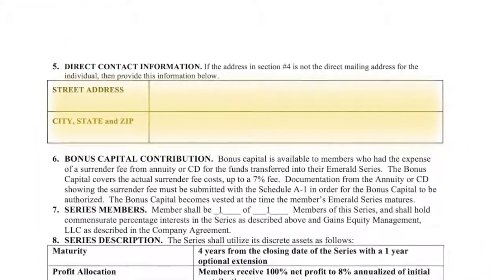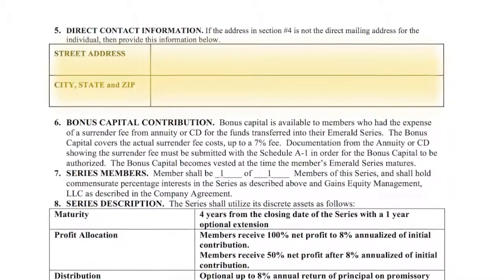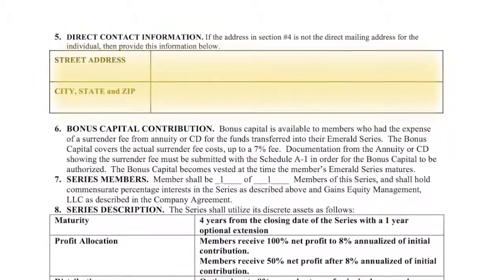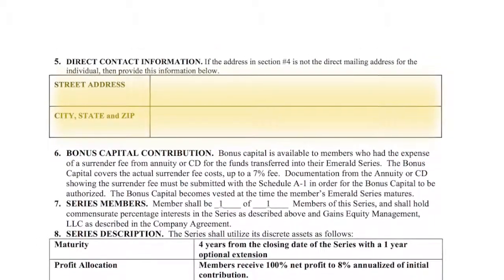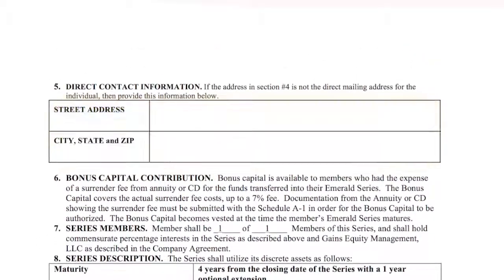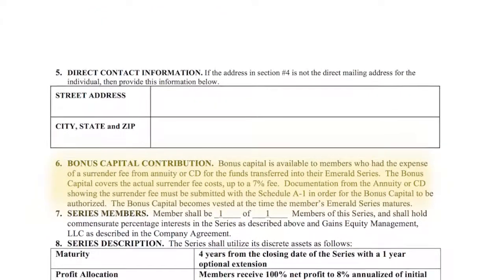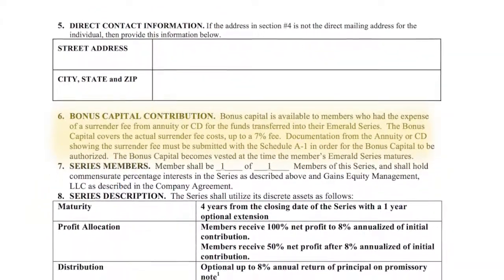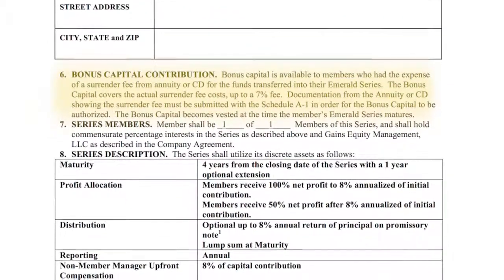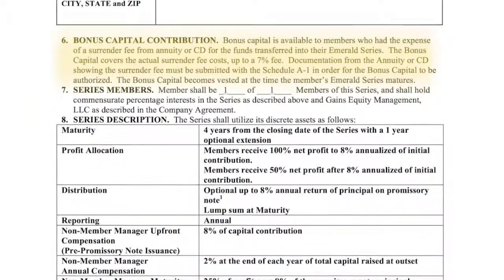Next section is number 5. Now, this is only used if the member is contributing through an IRA. If this is a non-qualified contribution, then they would leave this section blank. Section 6, as I already mentioned earlier, describes how the bonus capital works for the members who have a surrender fee from transferring funds from annuities or CDs.